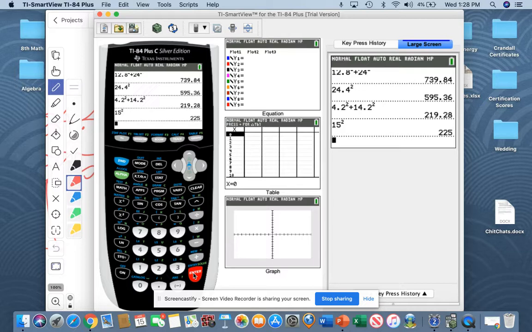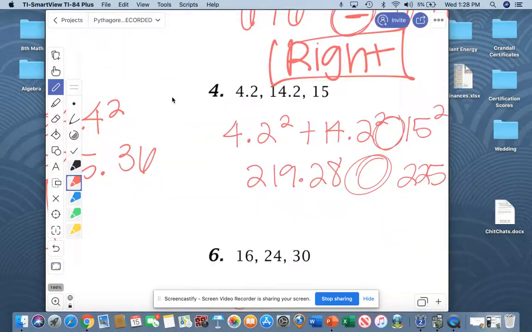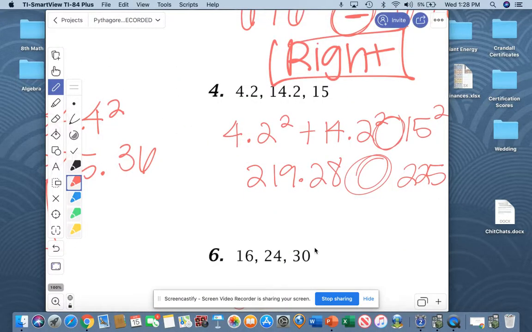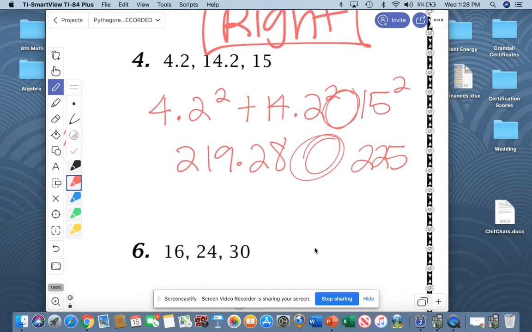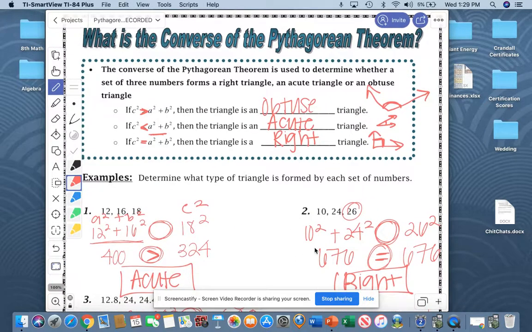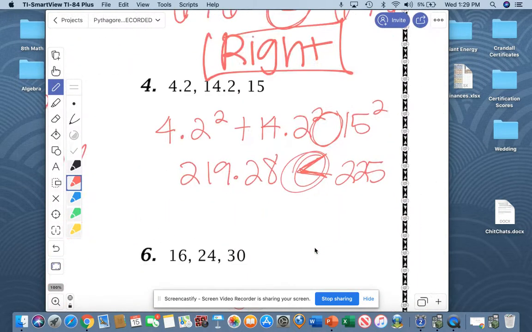So 225 is greater. So now I've got my C is greater. C is greater. So when I go up here and look, well, we said if C is greater, it's an obtuse. It's a big fat angle. So if I go back, I'm going to write obtuse.